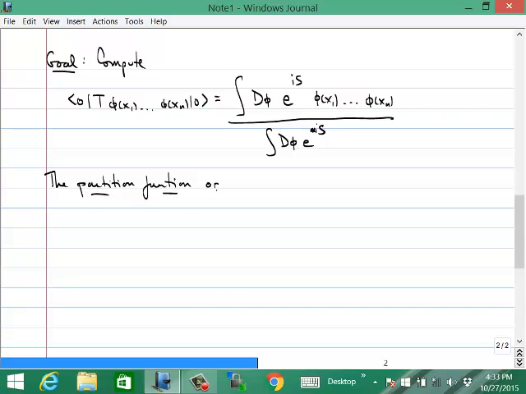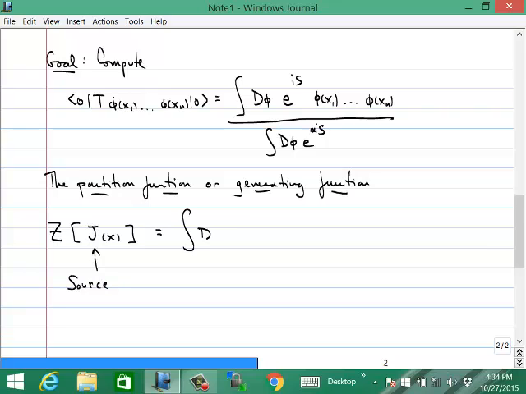Or, more properly, it should probably be called the generating function of a quantum field theory. And it's typically denoted Z. It's a function of another variable, J, that I'll call a source. And it's defined as follows.